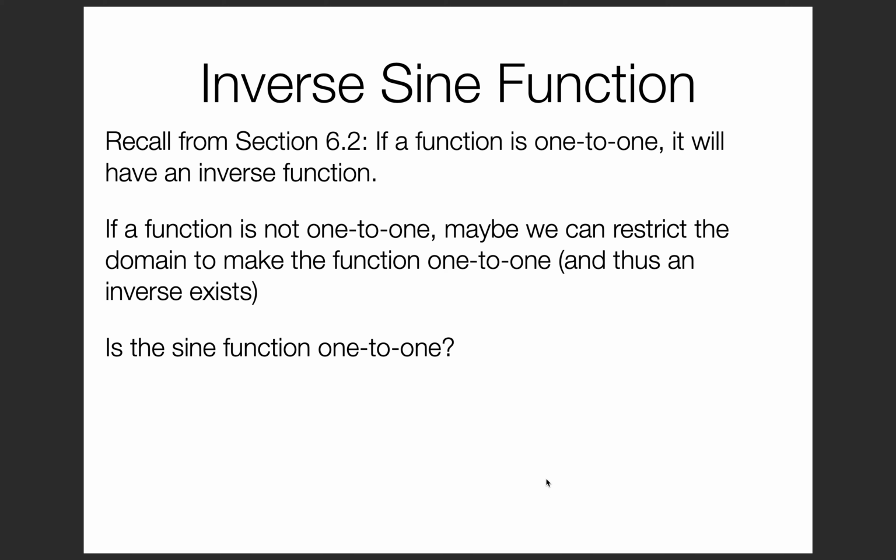We talked about one-to-one before, and we also talked about inverse functions, and we're going to need to use both. We'd like to have a one-to-one function when we work with inverses, because if it is one-to-one, we know it has an inverse. If a function's not one-to-one, maybe what we can do is restrict the domain of that function, so really restrict where we look at it, so that the function is one-to-one, and then an inverse exists in that little section that we're looking at.